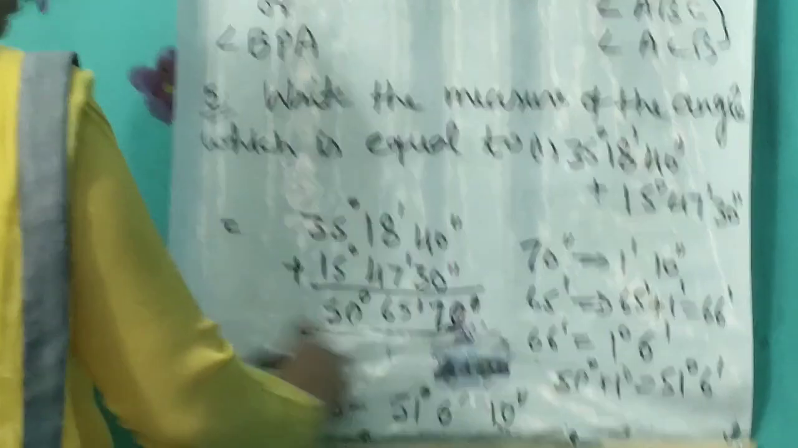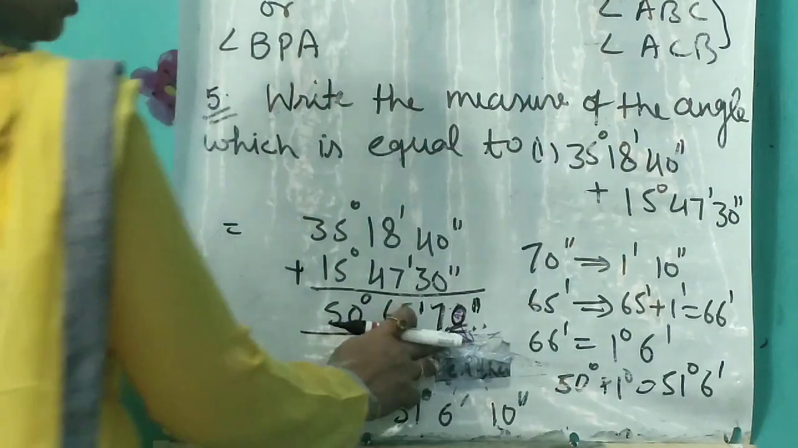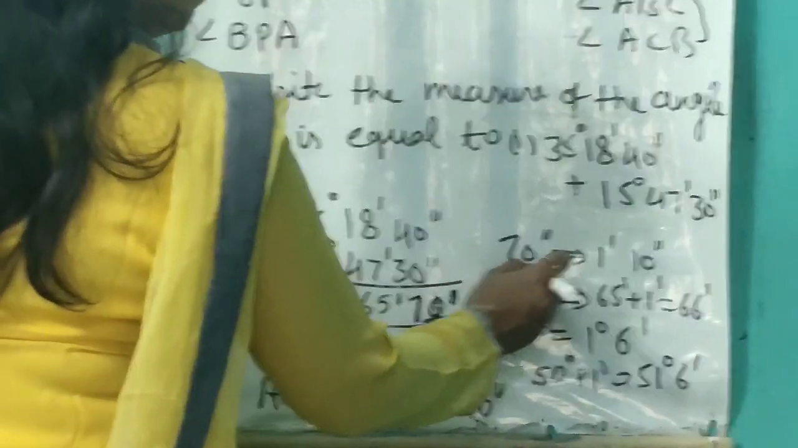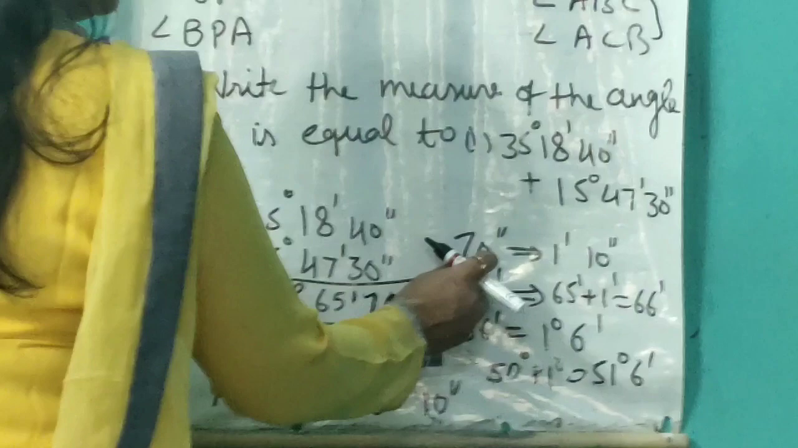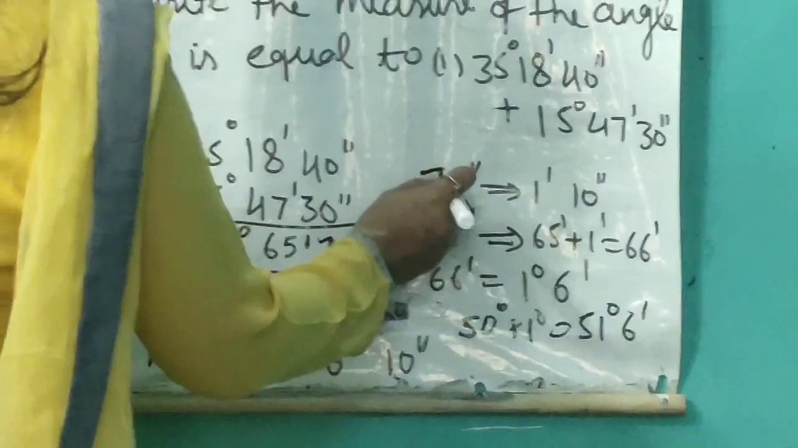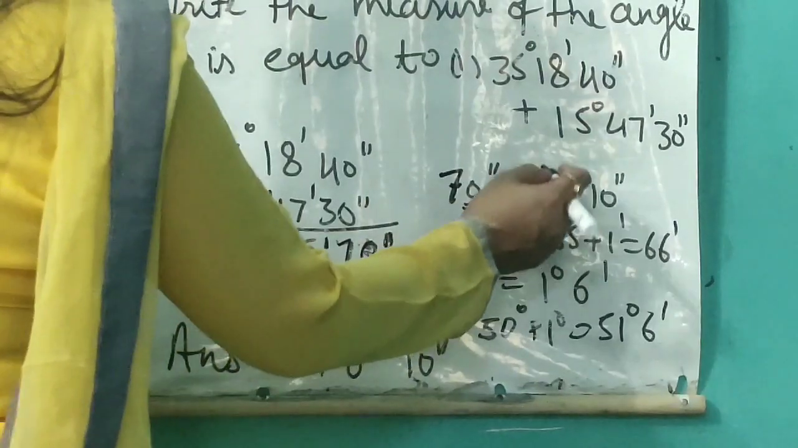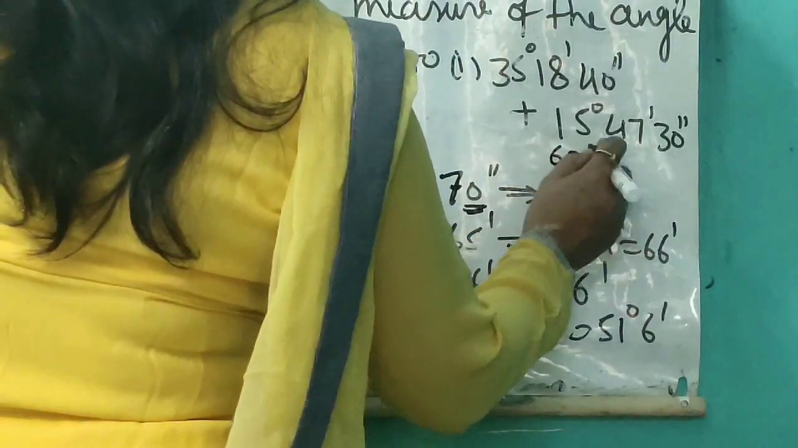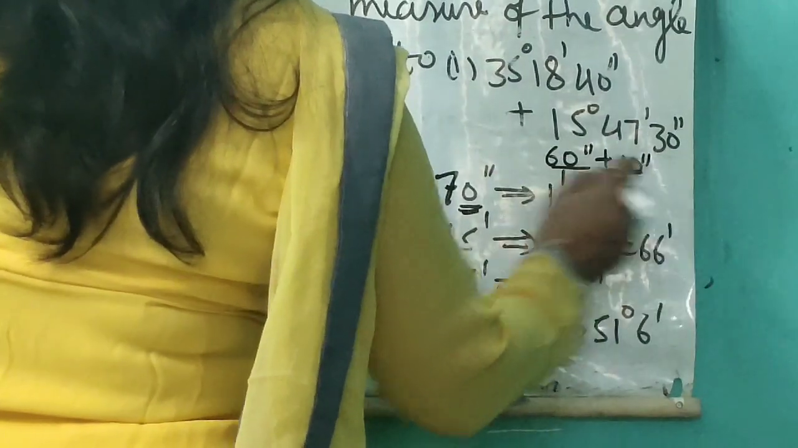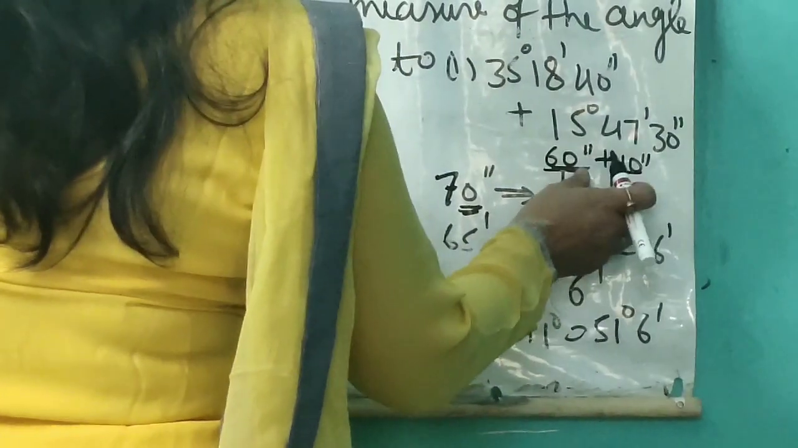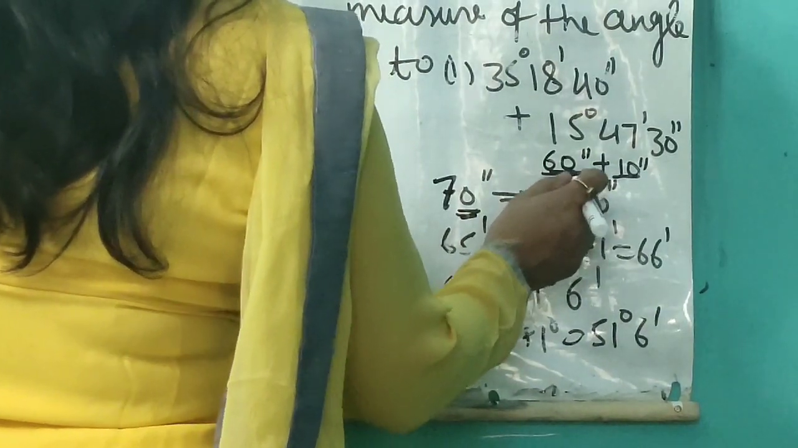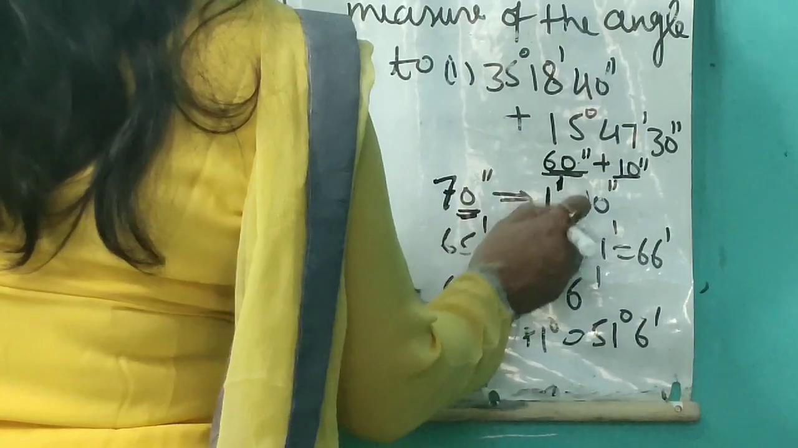Now you have to write it in the correct form. So how to write it in the correct form? You can see here it is 70 seconds. So 70 seconds you will change in minutes and seconds. You know 70 seconds means what? 60 seconds plus 10 seconds. You can break this 70 seconds in two parts, 60 seconds and 10 seconds. And now that 60 seconds can be written as 1 minute.